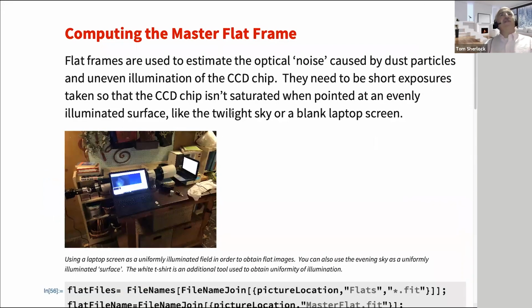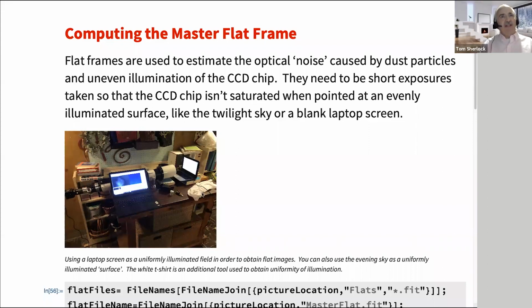Now, as I said, we have to do these flat frames. Flat frames are done a little bit differently. There's actually several different ways to do them. You don't actually even have to be outside to do them, although you can capture them by pointing the telescope at the evening sky before it gets really dark. In my case, I didn't have a good evening sky, so I just did it in my basement by pointing the telescope at an evenly illuminated laptop screen.